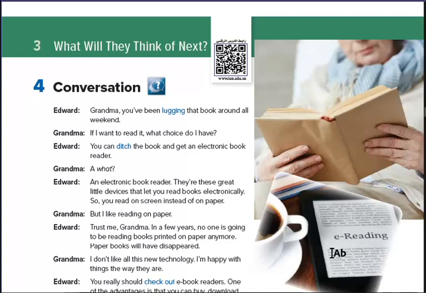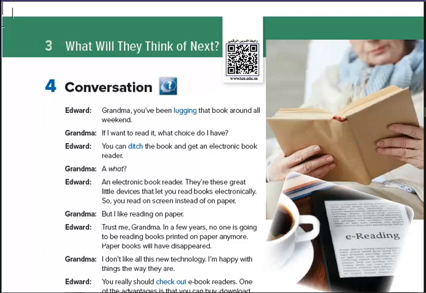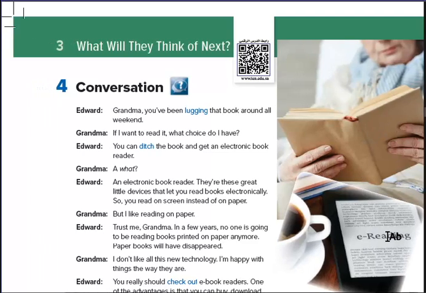So we have here electronic devices and this is what we call a paper book or printed book. So this is the regular book that we know, and here this is the electronic book that has been invented so far. Now, in the conversation, it is between how many people? Yes, two people, which are Edward and his grandma.